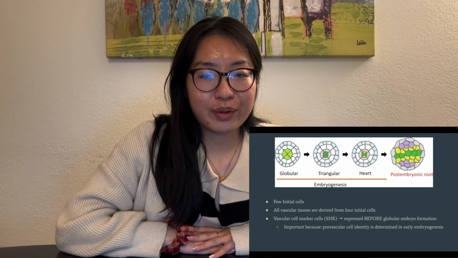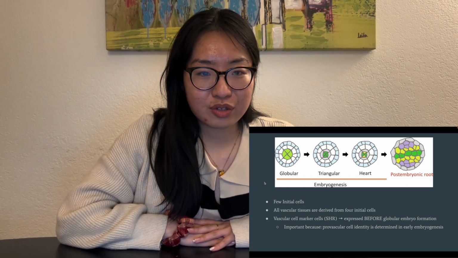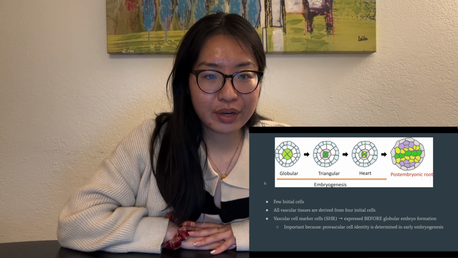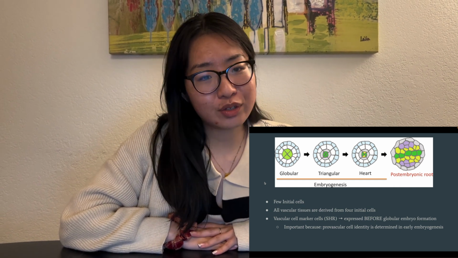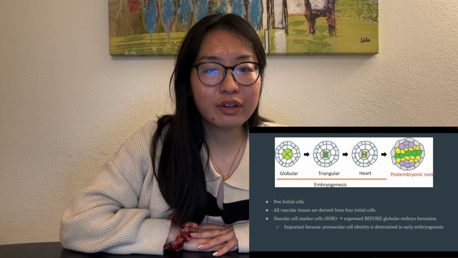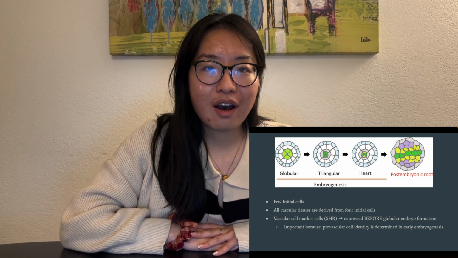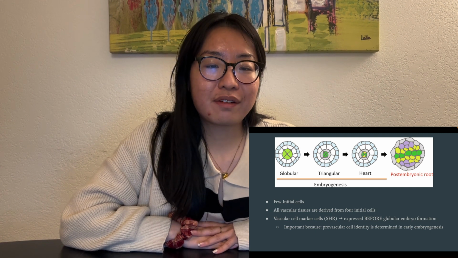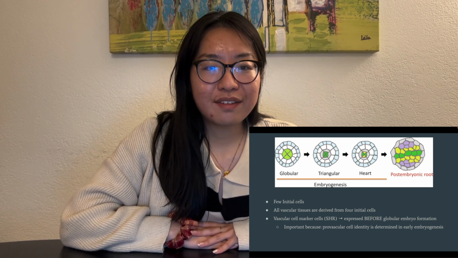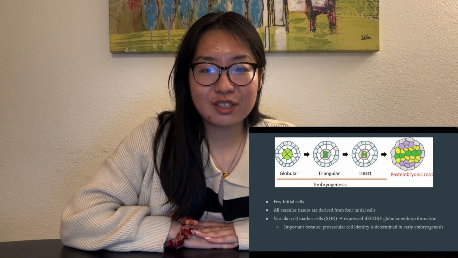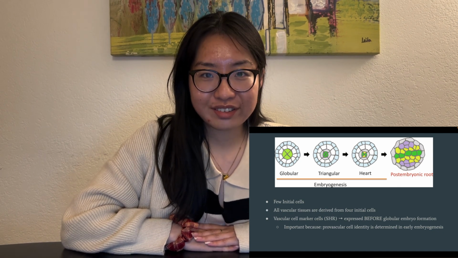During the globular embryo stage of a plant, there are a few initial cells. The early globular embryo consists of 3 cell layers, the first one being precursors of epidermal, the second one being ground, and the third one being vascular cells. However, we will only focus on vascular in this project. In fact, it is believed that all vascular tissues are derived from 4 initial cells.